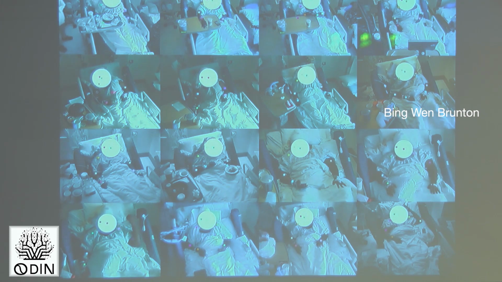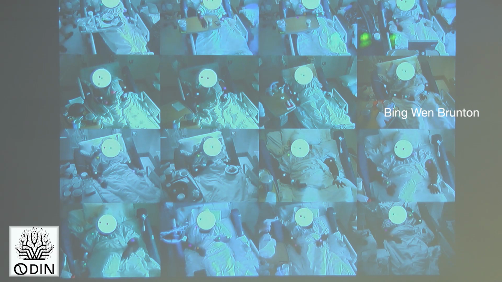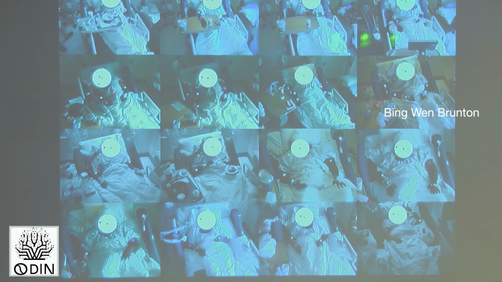Here's just a random subset of the videos. They're all synchronized to the initiation of the movement of the right arm. I'll point out here that even though these movements look kind of similar, there's actually a huge amount of variability. Shockingly, there's a lot of variability in natural movements.